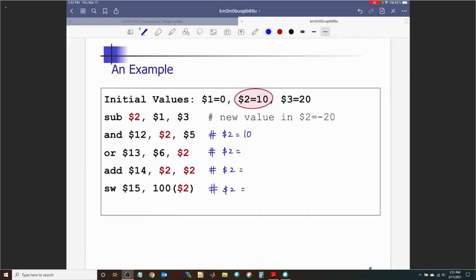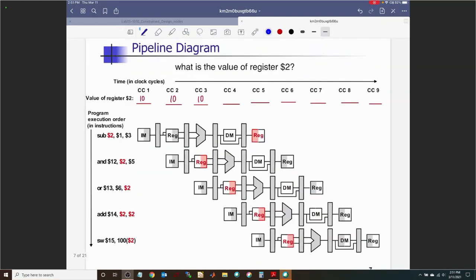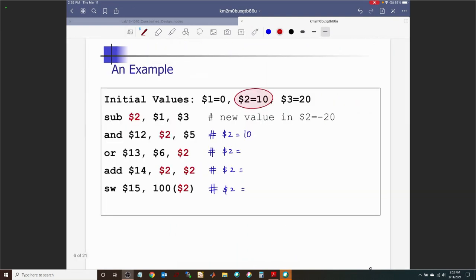All right, let's go to the next, CC4, clock cycle number 4. I'm actually reading the register file for $2 here. Still haven't changed, right? So I hope you guys agree that this is also 10. Still haven't changed it, right? Which means that for the OR operation, the operand coming from $2 was the old one, still 10.